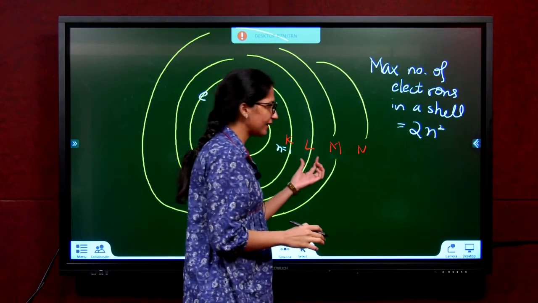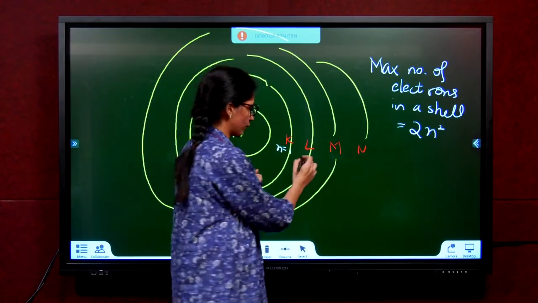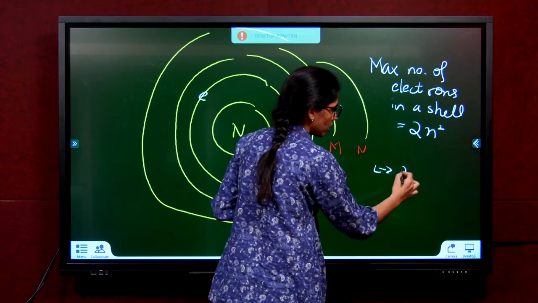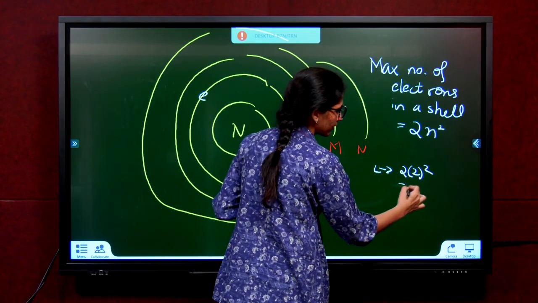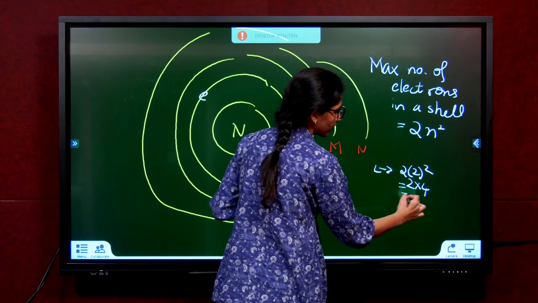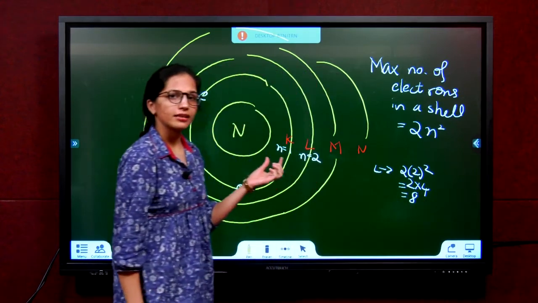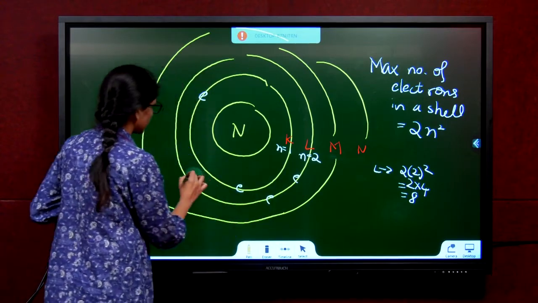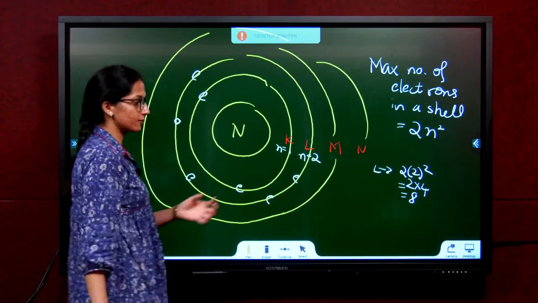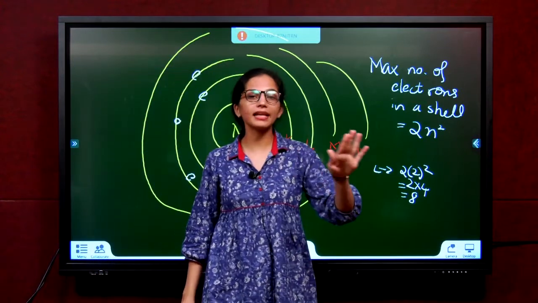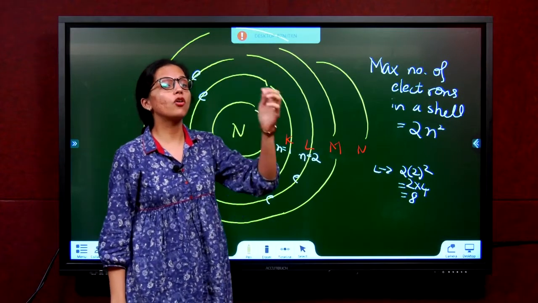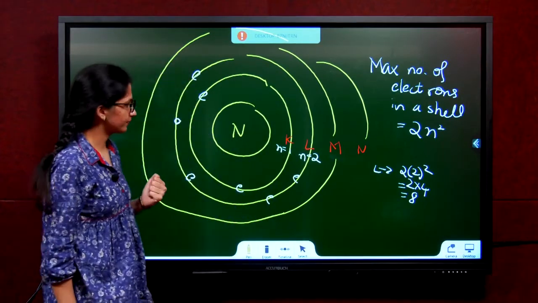When I take n equals 2 for L shell, how many electrons for L shell? 2 into 2 square, 2 into 4, 8 electrons. This can hold 8 electrons. So we can put up to 8 electrons. Just because it's 8 electrons does not mean 8 electrons are there. It means the maximum it can hold is 8 electrons.